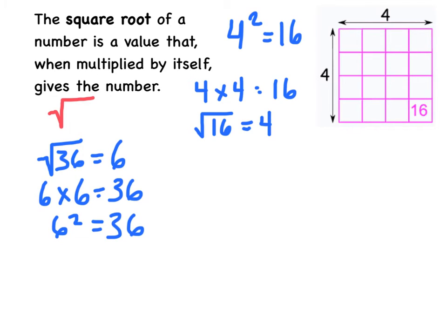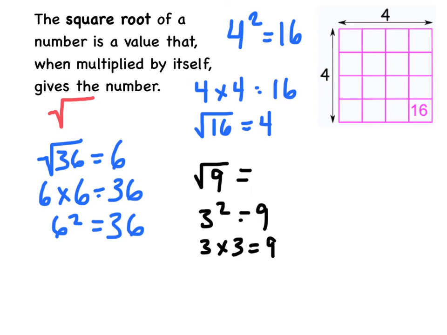To find the square root of a given number, figure out which number squared or multiplied by itself equals that given number. If you want to find the square root of 9, you would figure out which number squared or multiplied by itself equals 9. The number 3 squared equals 9. 3 times 3 equals 9. So the square root of 9 equals 3.